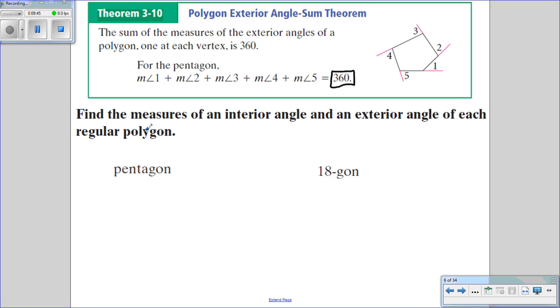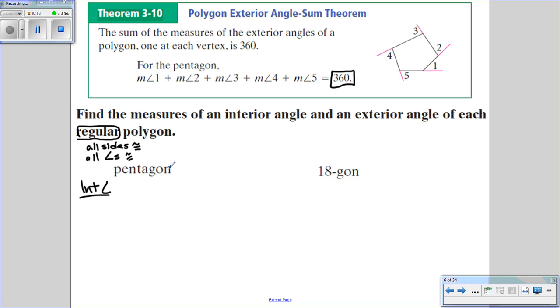All right, so first here, we've got a couple of examples. It says find the measure of an interior angle and an exterior angle of each regular polygon. So let's do the interior angle first. This also says they are regular, okay? Which means all the sides are congruent and all the angles are congruent.